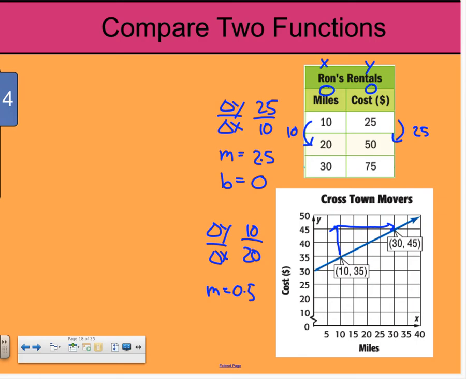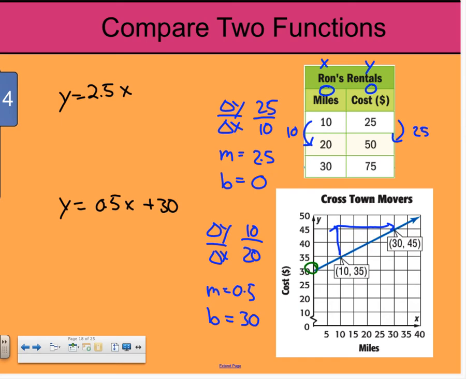And if we look closely at the graph, we can tell that our y-intercept, or our initial value, is going to be 30. So my y-intercept is 30, which means Crosstown Movers charges a fee of $30. So let's write out an equation for each one. For Ron's Rentals, we would have y equals 2.5x. Remember, there is no y-intercept, or it is 0. Crosstown Movers would be y equals 0.5x, but don't forget to add that $30 fee.